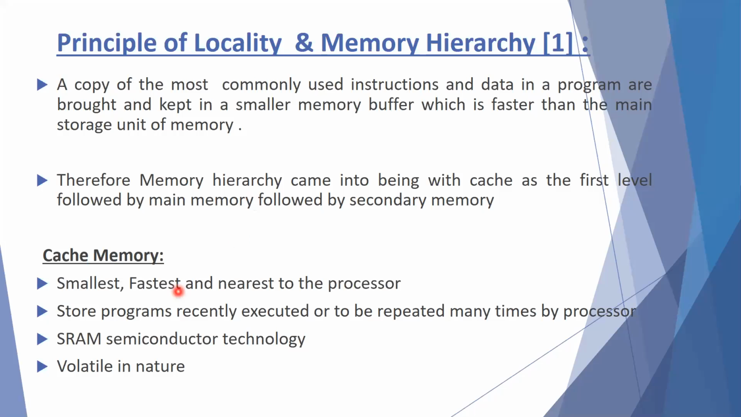Cache is the smallest, fastest, and nearest to the processor. It is basically using the SRAM semiconductor technology. It is volatile. When I switch off the power, cache gets empty. So, when I switch on the power for the first time and access a program or data from memory, the address that goes to the cache always sees the cache empty. We call this scenario a cache miss, and a cache miss causes wait states or stalls to be introduced.